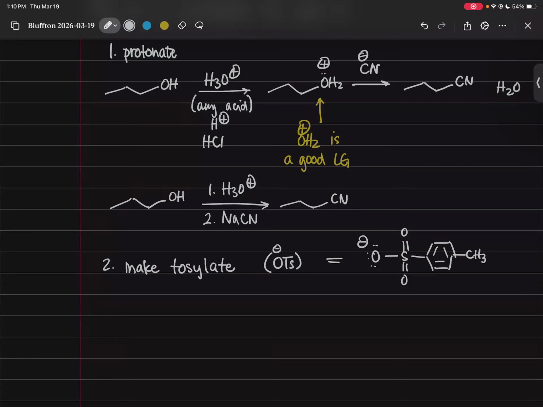This is a molecule of toluene, which is sort of where the name comes from. And then we've got the sulfur atom, kind of looking like sulfuric acid a little bit, and then the O minus. If we can swap an alcohol out for this group, we can make it into a good leaving group.